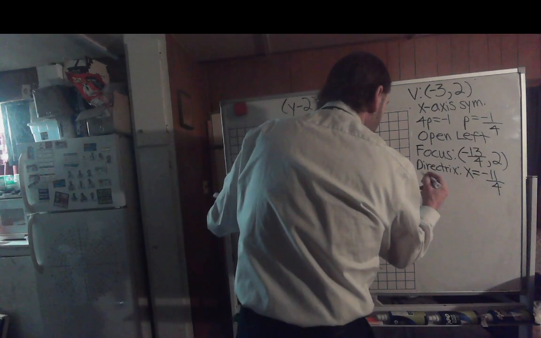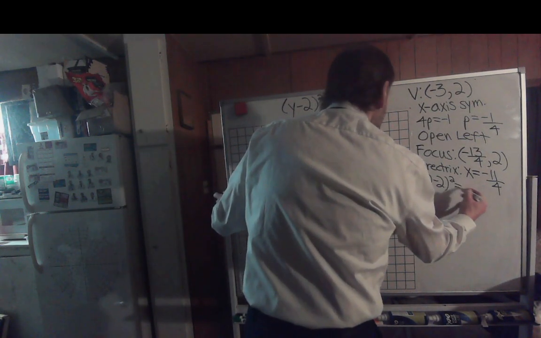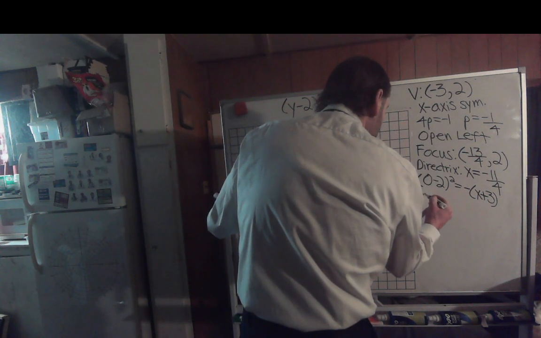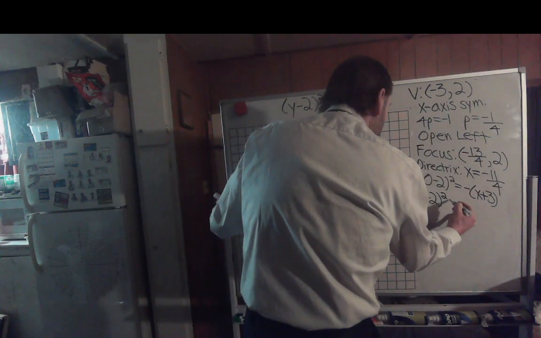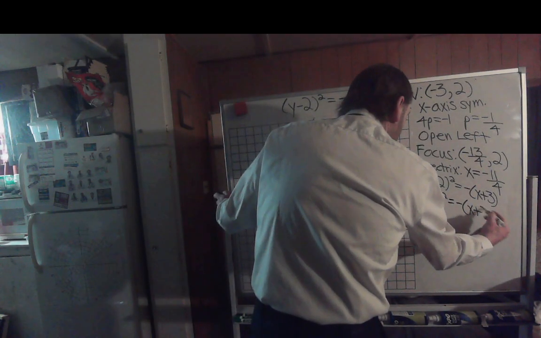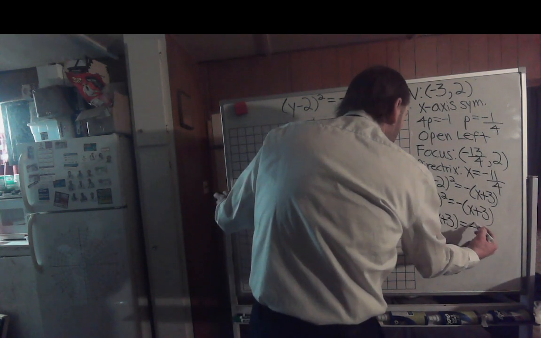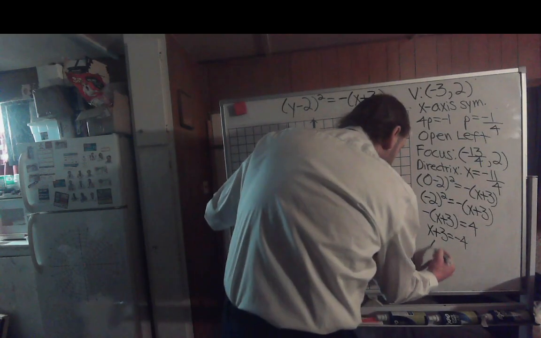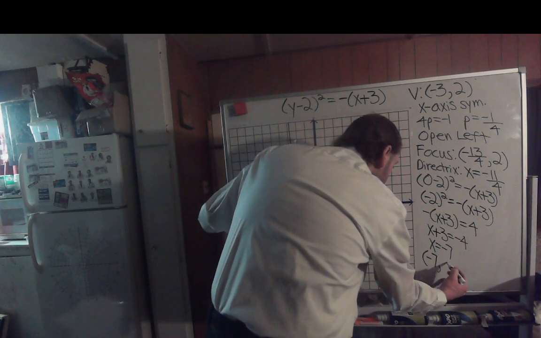Alright, so we'll set y equal to 0. That would give you 0 minus 2 squared equals the negative of x plus 3. Well, that would end up giving you, of course, negative 2 squared equals the negative of x plus 3, which means the negative of x plus 3 equals 4. So x plus 3 would equal negative 4. That means x would have to equal negative 7. So you would get the coordinate negative 7, 0.